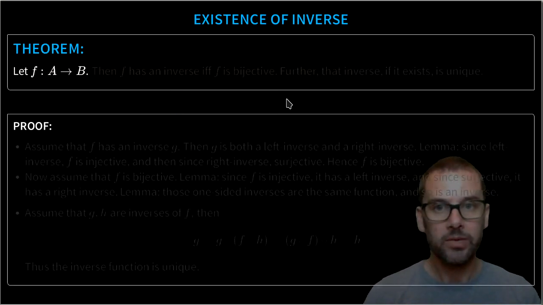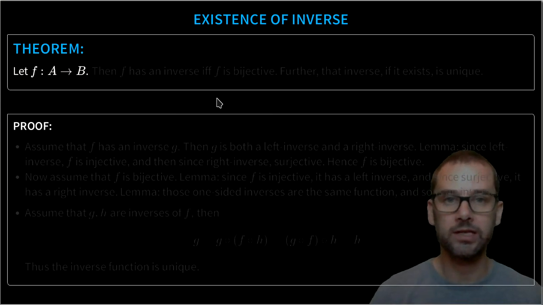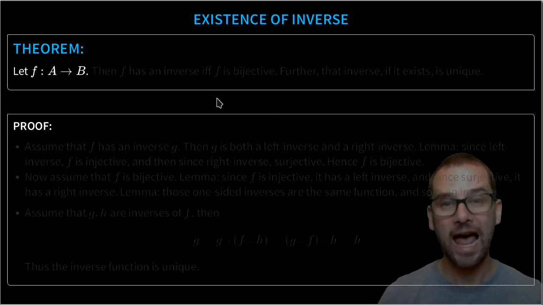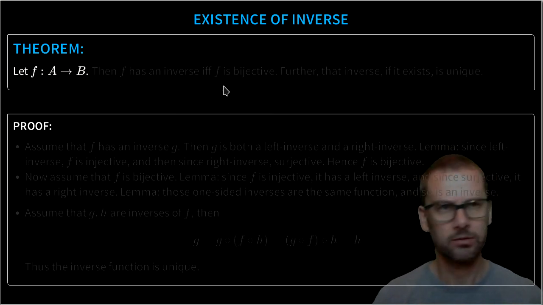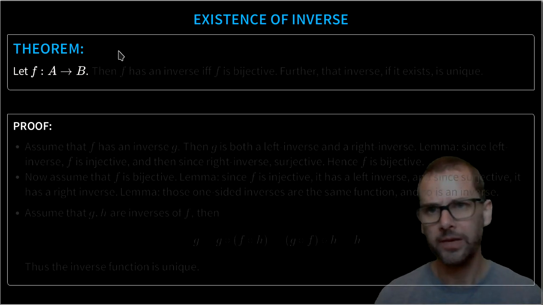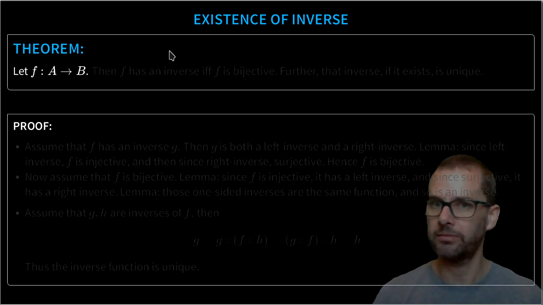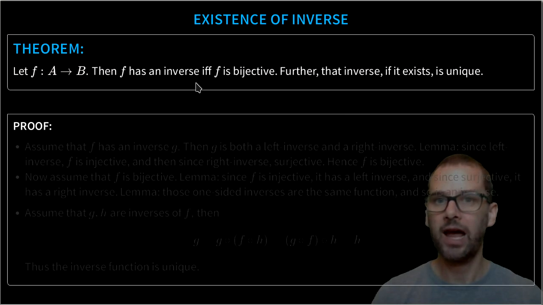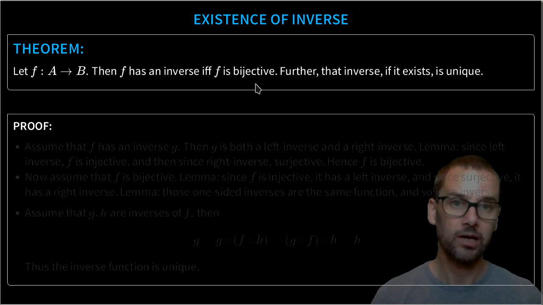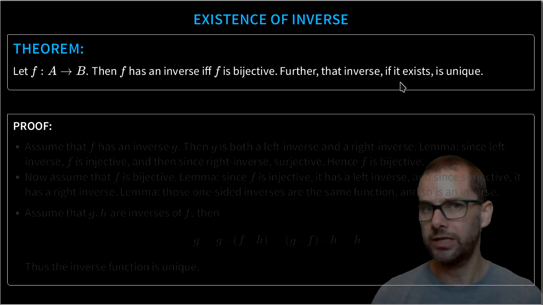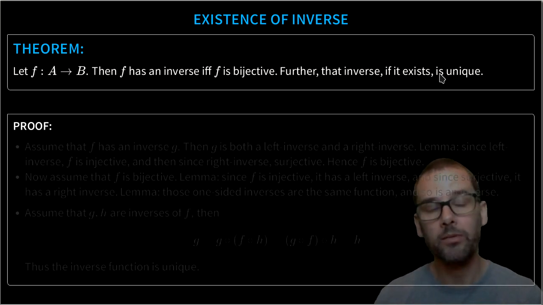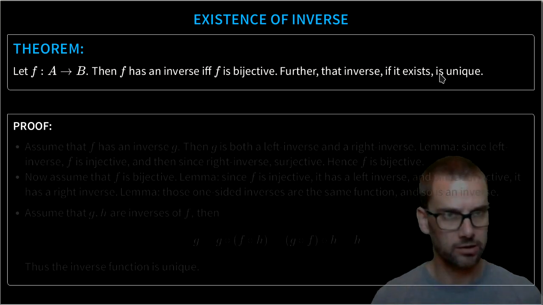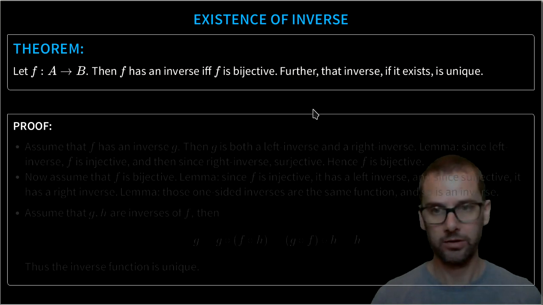Now, because of this, we can put all of these ingredients together to decide when a function actually has a full inverse. If we have f as a function from a to b, then f has an inverse if and only if f is bijective. And further, that inverse, if it exists, is actually unique. That's why we can talk about the inverse of a function rather than an inverse.